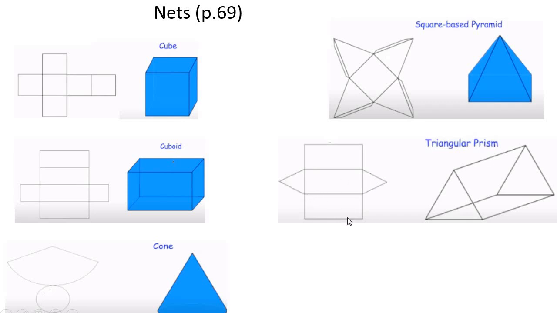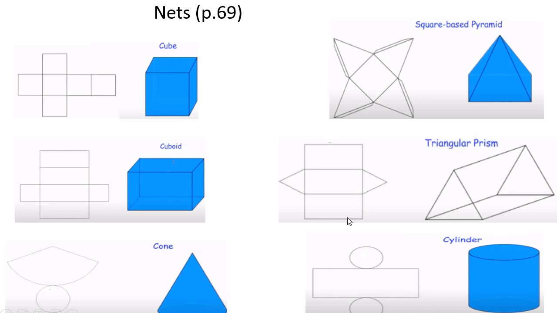How about the cylinder? The cylinder is made out of 2 circular faces, and I have one rectangle bent or folded or curved to make the curved side of the cylinder.